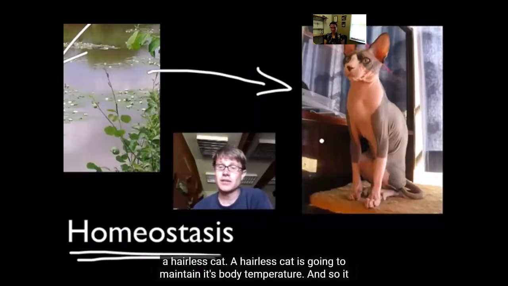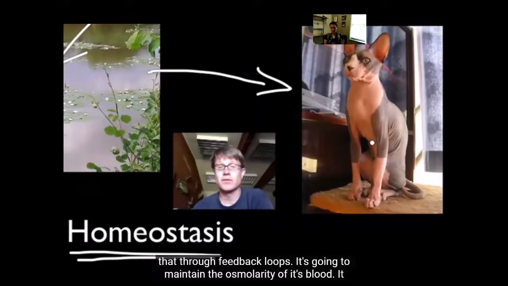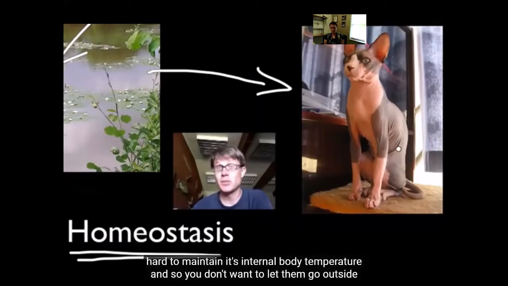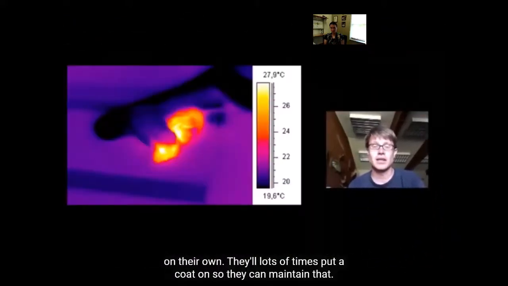And so this is a hairless cat. Hairless cat is going to maintain its body temperature, and it does that through feedback loops. It's going to maintain its blood glucose level. It does that through feedback loops. It's going to maintain the osmolarity of its blood. It does that through feedback loops. Now, hairless cat doesn't have hair, and so it's actually hard to maintain its internal body temperature, and so you don't want to let them go outside on their own. Lots of times they'll put a coat on so they can maintain that.